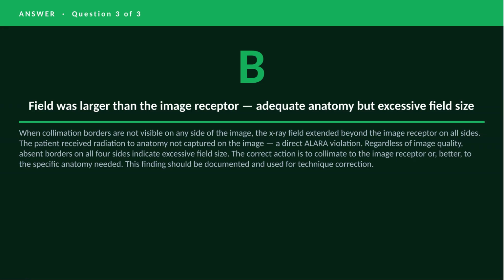The answer is B. The field was larger than the image receptor on all sides. Absent collimation borders indicate the X-ray field extended beyond the receptor. The patient received radiation to anatomy not captured on the image, a direct LAR violation. Regardless of image quality, this is a collimation failure that must be documented and corrected.